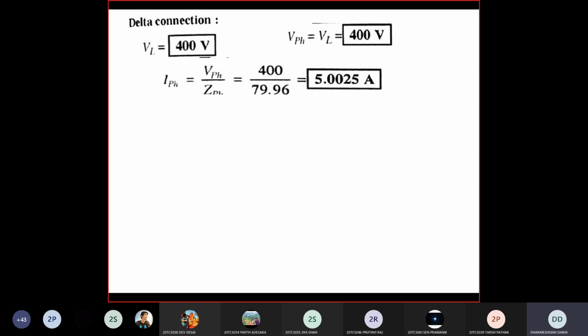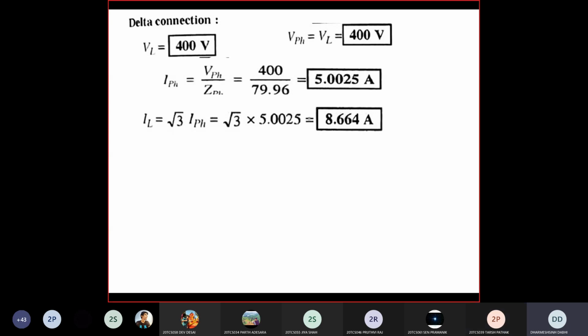Now what is the line current? It is √3 into IPH, √3 into 5.0025. So the answer is 8.664 ampere. Did you all get this answer? Any doubt?